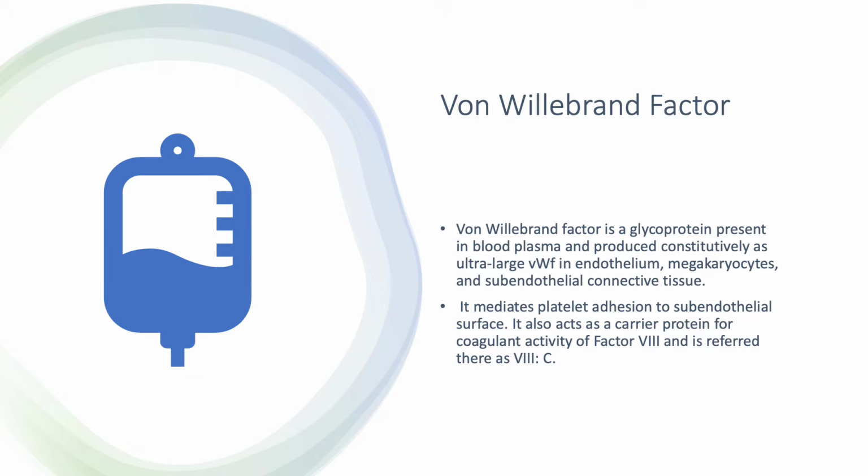Von Willebrand factor is a glycoprotein present in blood plasma and produced constitutively as ultra-large von Willebrand factor in endothelium, megakaryocytes, and subendothelial connective tissue. It mediates platelet adhesion to the subendothelial surface. It also acts as a carrier protein for the coagulant activity of factor 8 and is referred to as factor 8C.